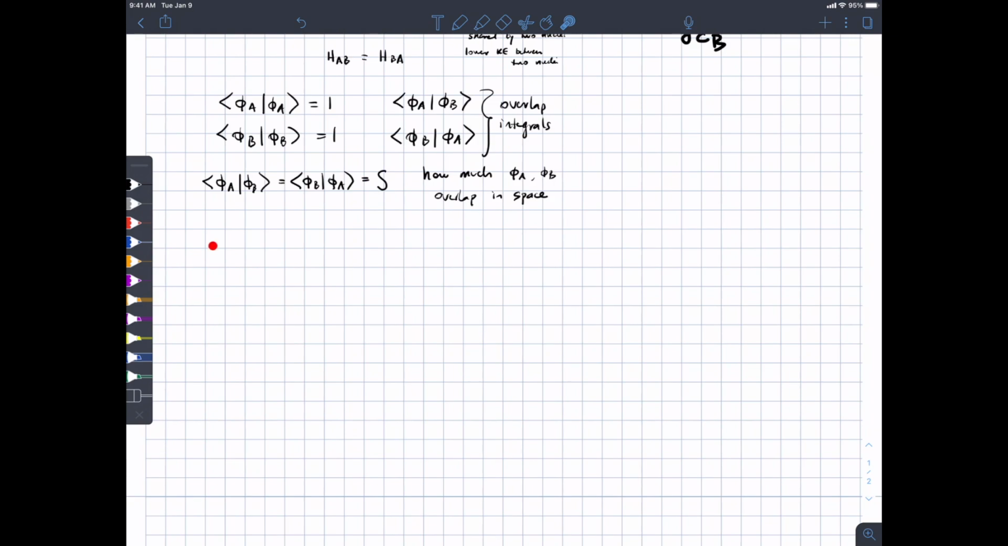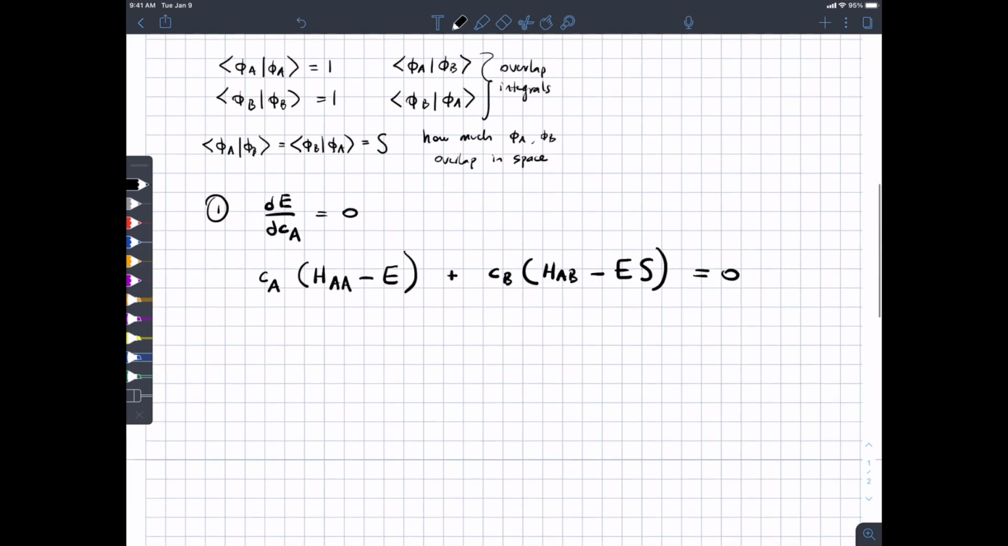So the first one, which is based on differentiating energy with respect to Ca and setting that equal to 0. The first equation looks like this. Ca times HAA, that's the core integral, minus energy, plus Cb times HAB, that's the resonance integral, minus energy times S, which is the overlap integral. And we're going to set that equal to 0.